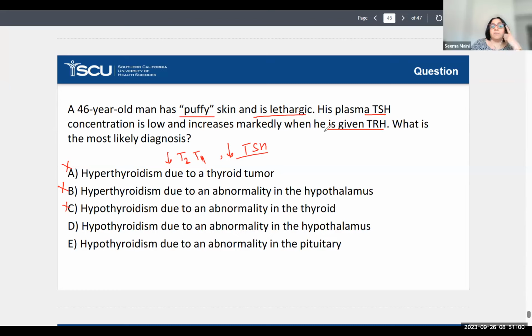But look at this. The patient's condition improves when he is given TRH. He is hypothyroid and then you give him TRH, okay? And there is improvement. So should it be D or E? Yes, it is D.